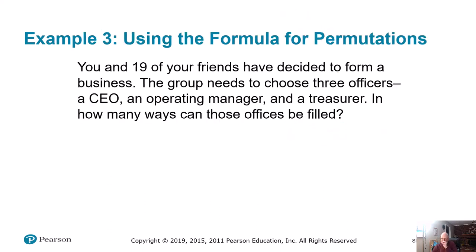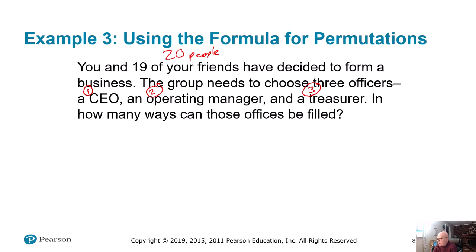So here's an example of how we could do this. Okay, you and 19 of your friends. So it's 20 people. You decided to start a business. You need 3 officers. You need a CEO, that's 1. You need an operating manager, that's number 2. And you need a treasurer. You've got 3. And you've got to fill those offices.